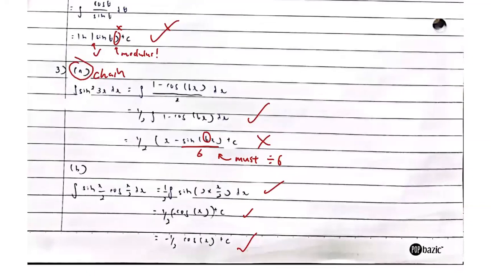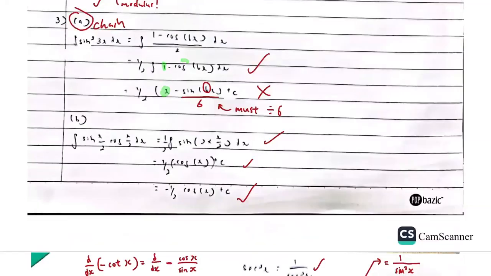Here, if you integrate 1, you get an x, that's good. You integrate cosine, you get a sine. Yes, but then there's a 6x here. What do you have to do? Divide by 6. Can you remember this? The reason is, let's check.